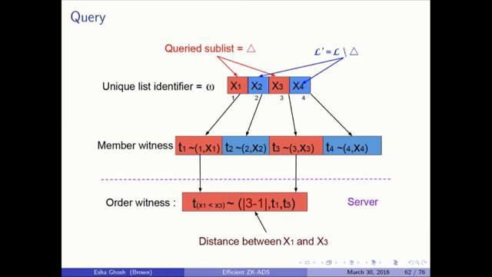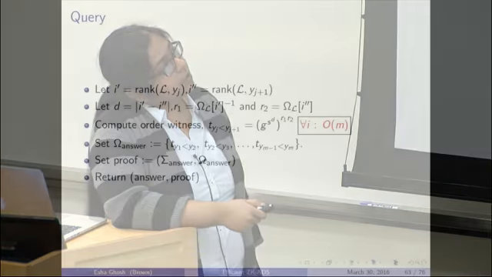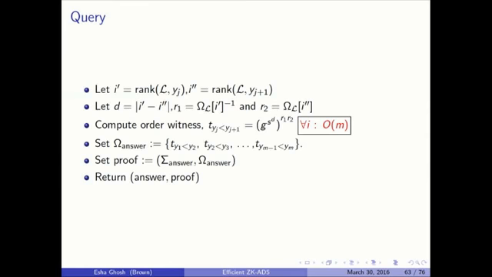And the order witness is more interesting. The order witness that is computed is basically a blinded version of the distance between these two elements. So it is computed as follows. Let the element ranks be I prime and I double prime of the queried elements, and the distance between them is I prime minus I double prime.